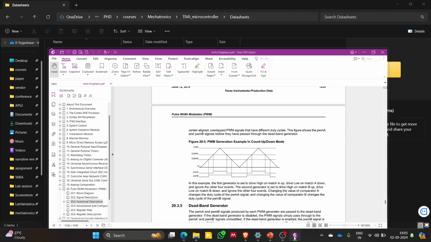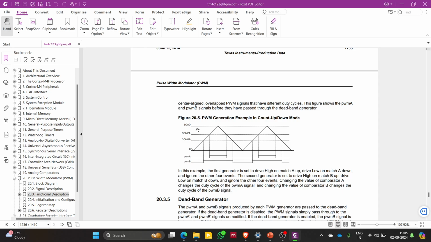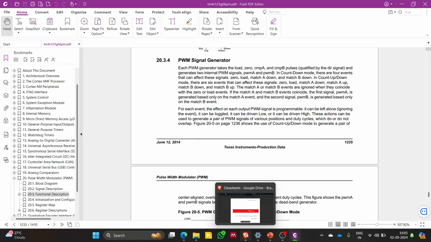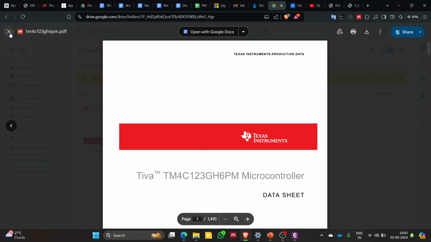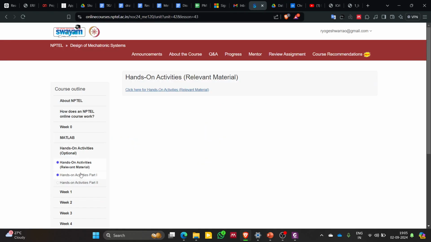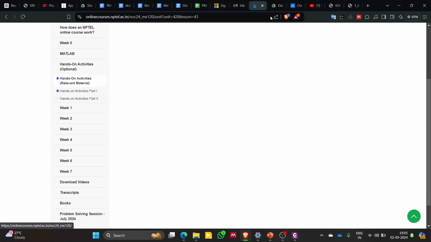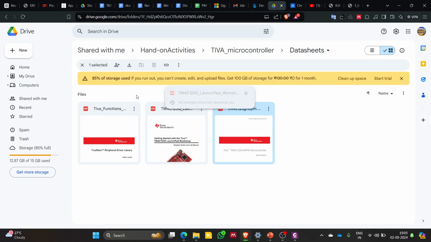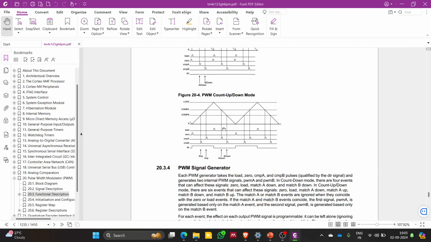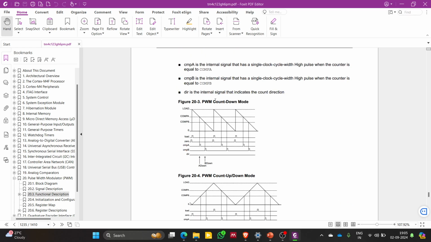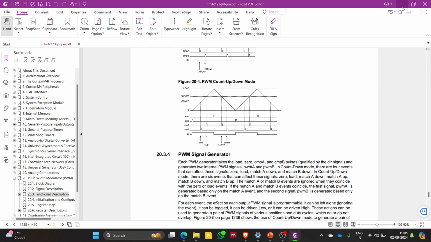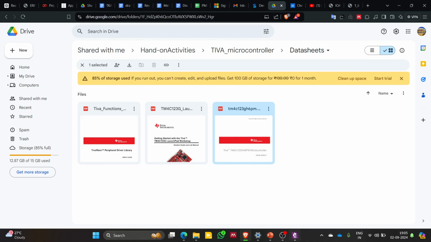Please go through these data sheets. I will again repeat it: you just need to go to this hands-on section. In that you will find the Google Drive, and in that you need to find these data sheets. From these data sheets only you will get these diagrams, and there is one example problem also solved for you, so it will be available. But I will also solve one problem so that you get an idea.